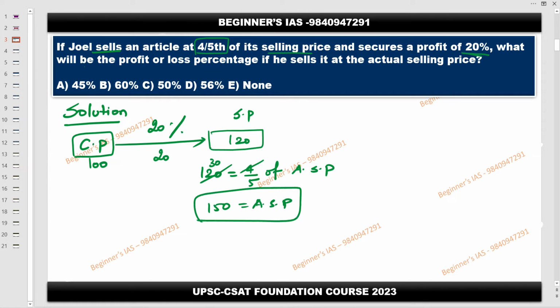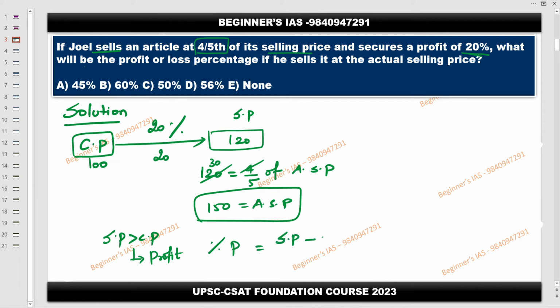So here you need to calculate the percentage gain or loss. The actual selling price, you know, that is 150. That actual selling price is greater than the cost price. Then obviously the selling price is greater than the cost price, so it gives you a profit only. Therefore, you need to calculate the profit percentage.